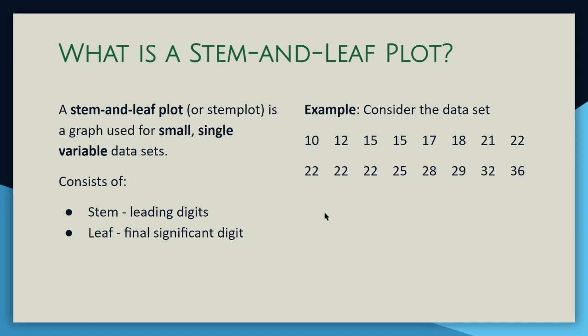For example, we have the data set shown below: 10, 12, 15, 15, 17, 18, 21, 22, 22, 22, 22, 25, 28, 29, 32, 36. And we want to create a stem and leaf plot for that.